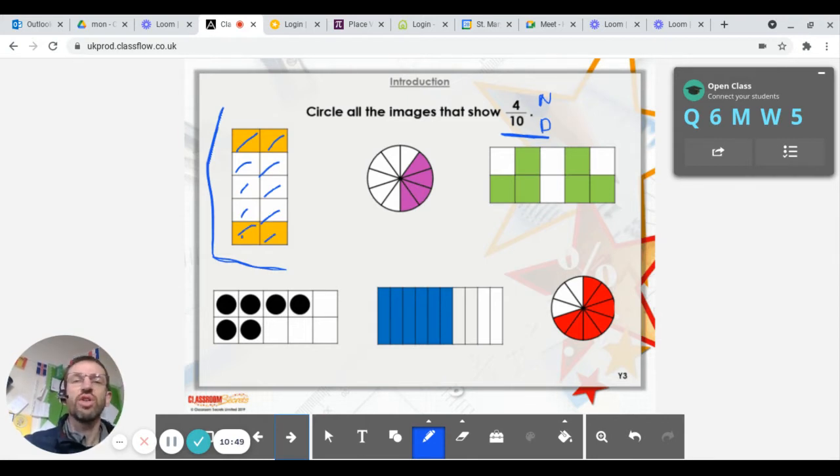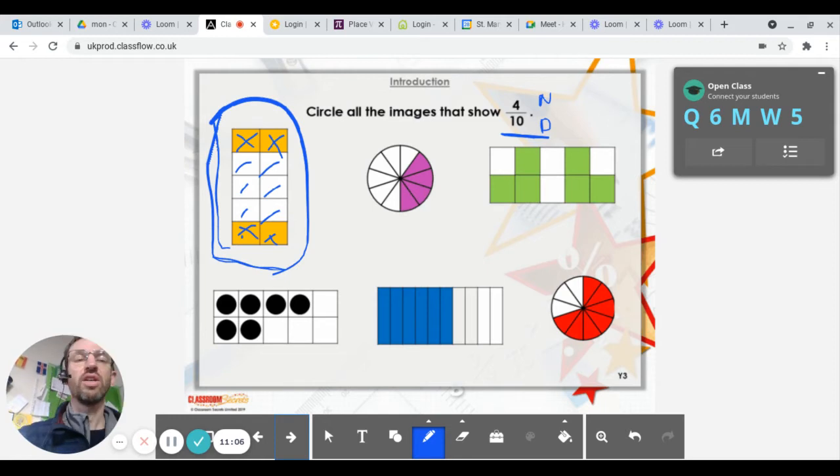And it's saying circle all the images that show 4 of 10. So it's got 10 altogether in here, but are 4 of them coloured in? 1, 2, 3, 4. True. So I'm going to say, yeah, that's true. That shows 4/10 because there are 10 squares altogether and 4 are coloured in.